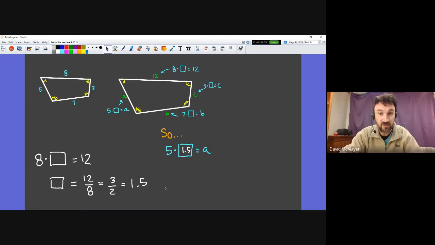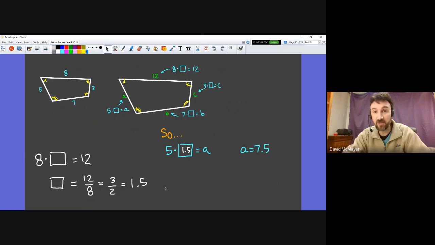So it's like this. We can say 5 multiplied by 1.5 is A. So off on the side here, you're writing 5 times something is A. 5 times 1.5 is A. That must mean that the side length marked A in that bigger quadrilateral is 7.5 units.